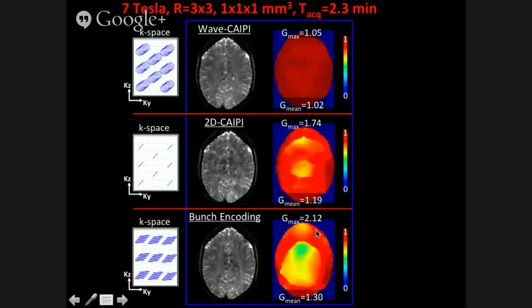And at 7T, all of the methods improve because we basically have 2 times more SNR, as well as a tightly fitting head coil, which improves the parallel imaging. And in this case, Wave is again close to perfect SNR retention, while 2D CAIPI and bunch encoding have close to 2-fold more G factor.